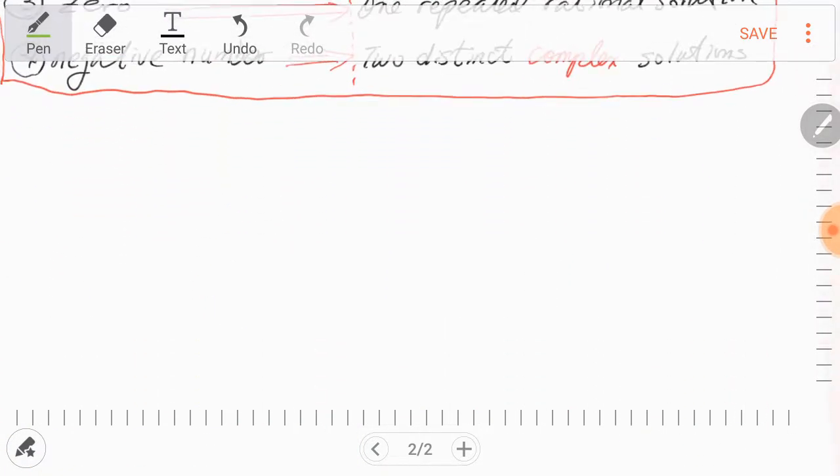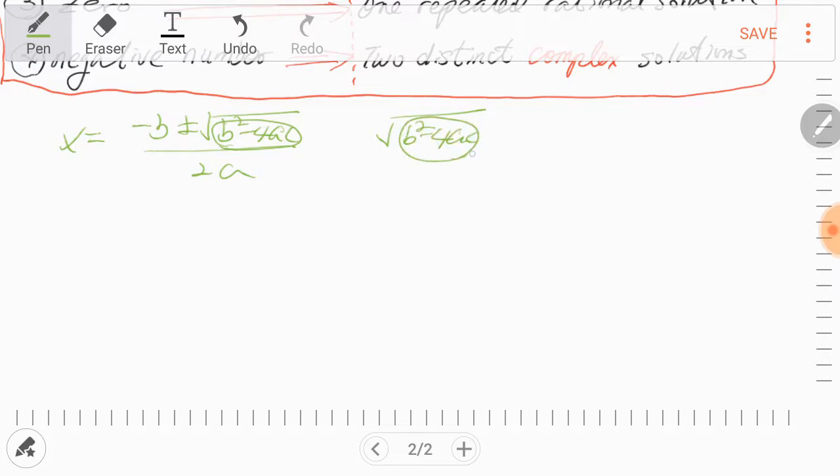Maybe let's go back here. So x equals negative b plus or minus square root of b squared minus 4ac over 2a. And this radical is inside the square root. So let's say this is a discriminant, d. And just d value. Discriminant d is the expression of this radical. So b squared minus 4ac.